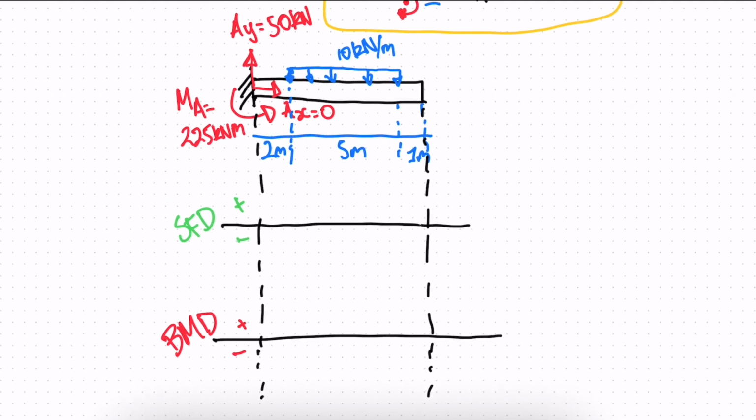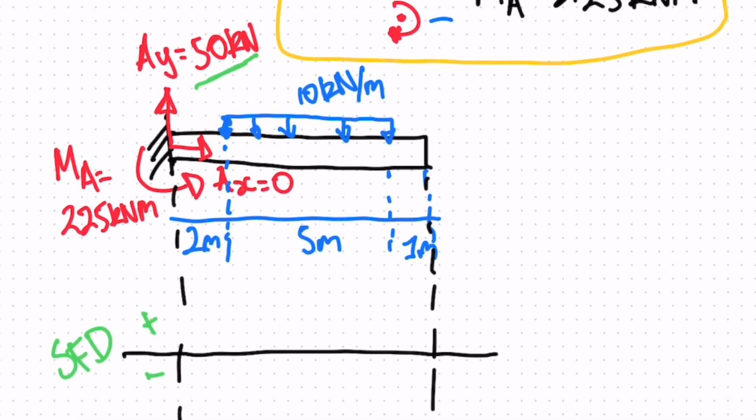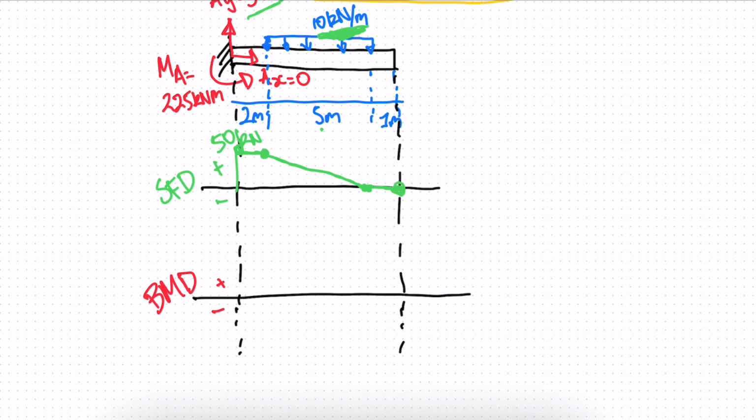So let's have a look at our shear. We have our 50 kilonewtons going up in the positive direction. We're going to move across till we reach the 2 meter point. We have the distributed load of 10 kilonewtons per meter acting down, so this will decrease linearly, 10 kilonewtons per meter over 5 meters. This will decrease to 0, and we finish off at 0. And then for our bending moment diagram, we're going to have a negative 225, and then a linear increase at our 2 meter point, and then it's going to curve until it reaches 0.